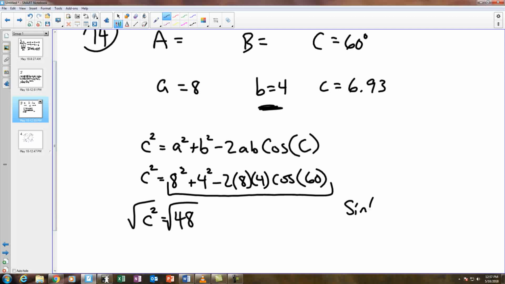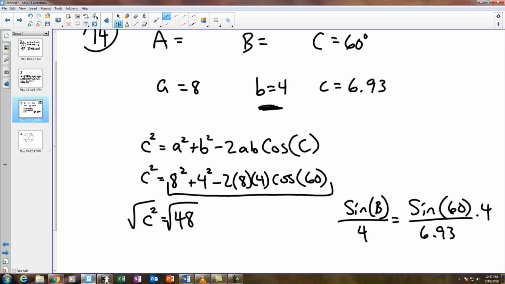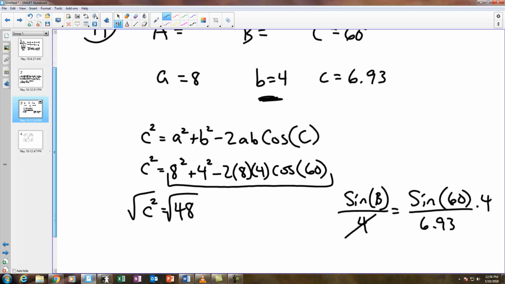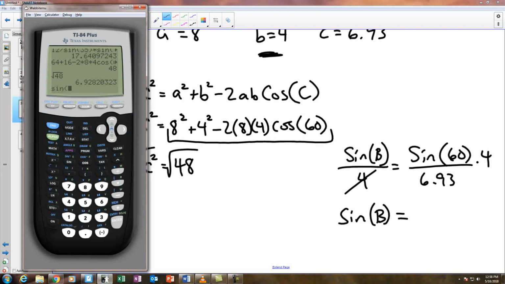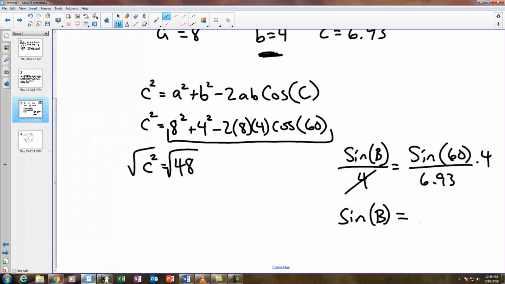I'm going to take the sine of big B over 4 equals the sine of big C, which is 60, over little c, which is 6.93. Like last time, I'll times by this bottom value, and I'll get the sine of big B equals, and there will be a number that comes out of my calculator for this. Take the sine of 60 divided by 6.93 times 4. And I get 0.49987. And again, we're going to have to apply that sine inverse.